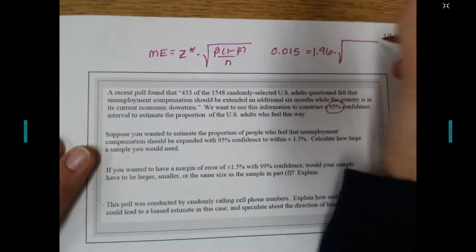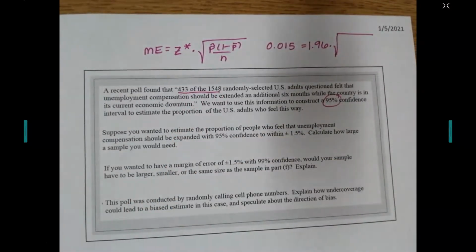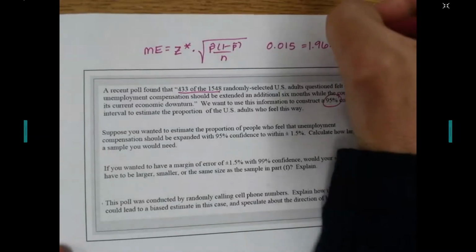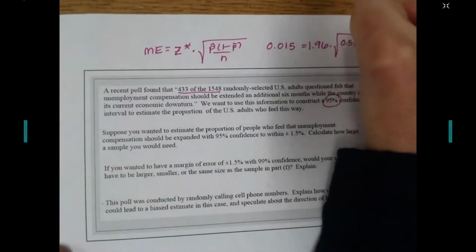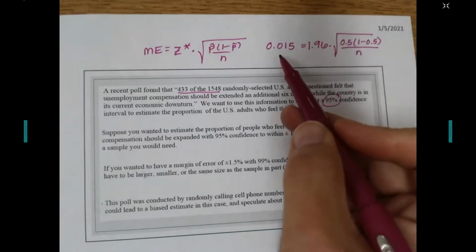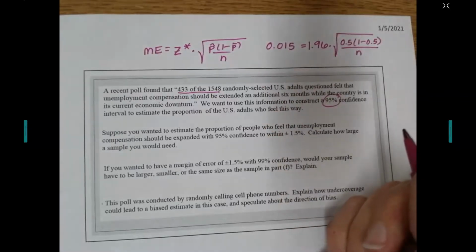And then for p-hat, I can either use the p-hat from the sample that I have here, but that's just one sample, right? And because of sampling variability, I might get different results. So I'm just going to err on the side of caution and use a p-hat of 0.5, because remember, that's going to give me a situation where I'm going to have that margin of error or less.